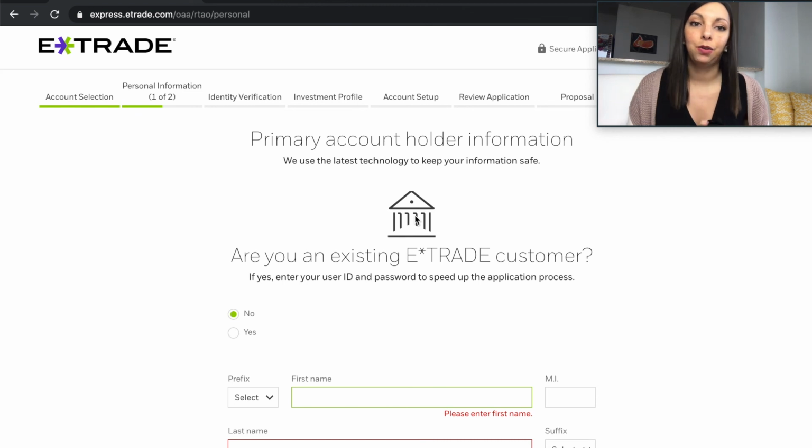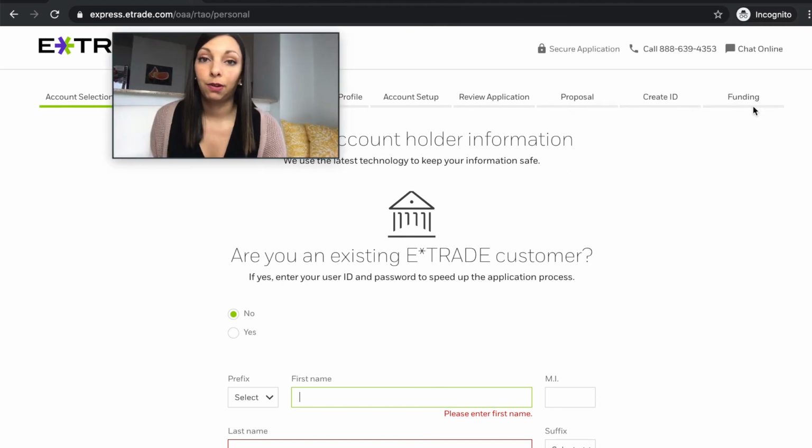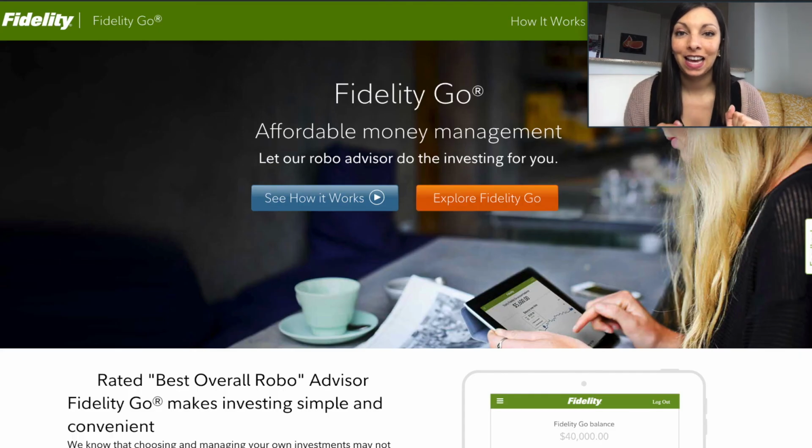Then it'll ask you like, how do you want to fund the account? You could just transfer from your bank. That way, like every couple of weeks, you can make the deposit into your account on a regular basis. So that's Etrade. All right, let's dive into Fidelity.